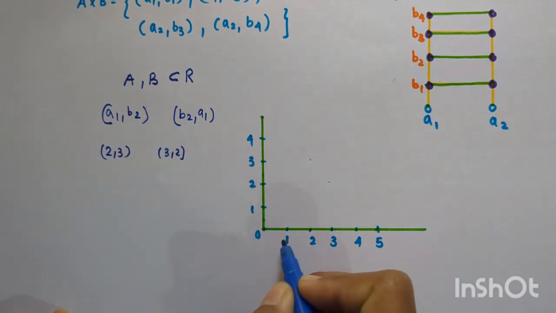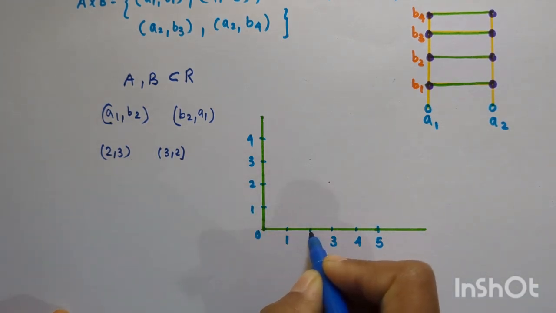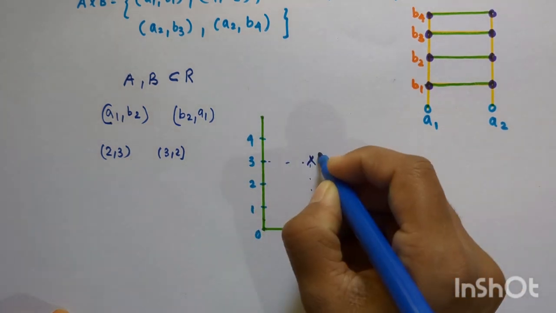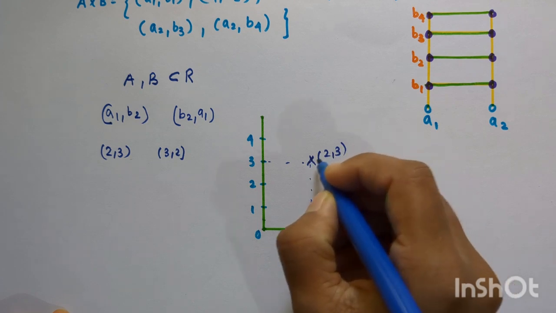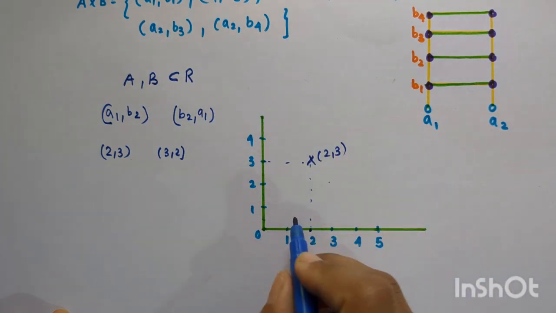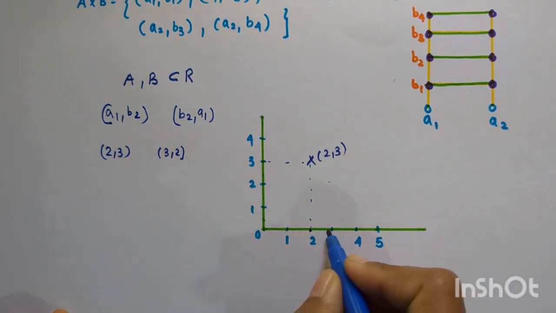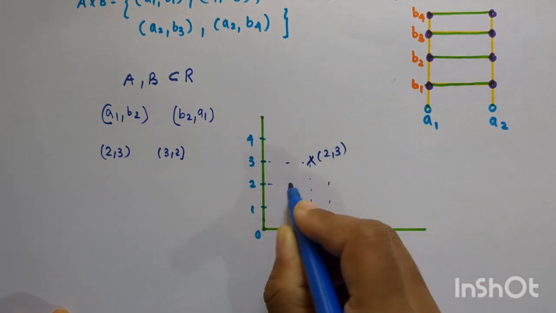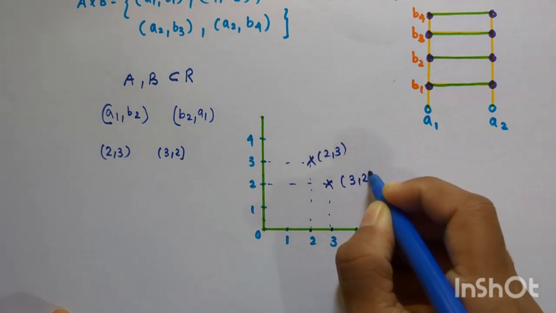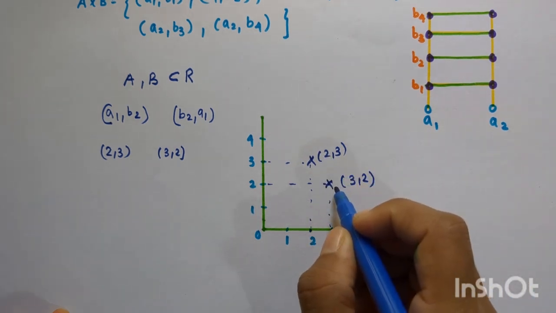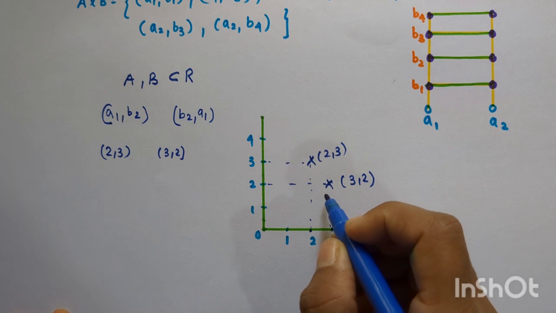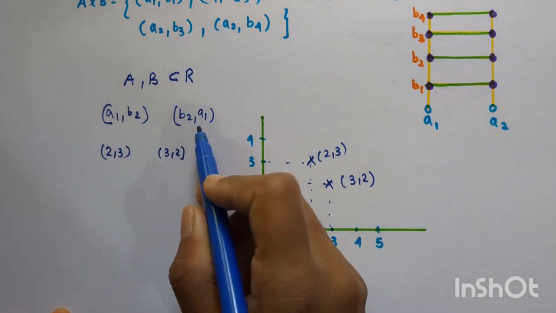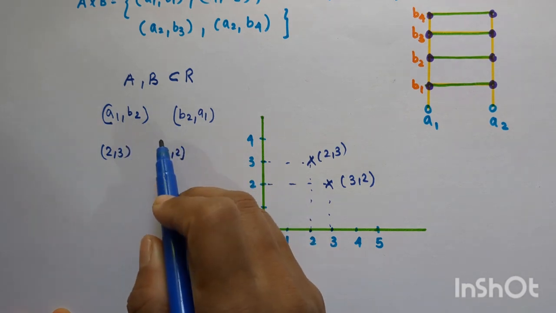If you consider (2, 3), this is the point representing the position of (2, 3). Then where will the position of (3, 2) be? For (3, 2), the first element is 3 and the second element is 2, so this will be the position of (3, 2). So you see the positions are different now, so they are not the same. Similarly, (a1, b2) is not the same as (b2, a1). So order is very, very important.